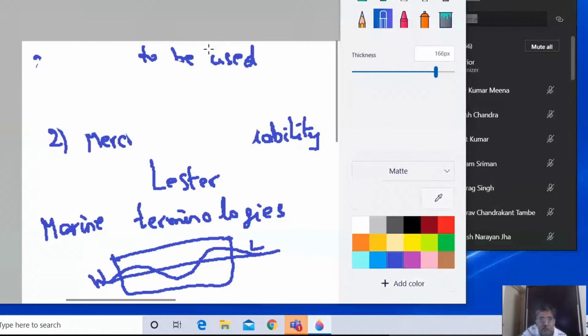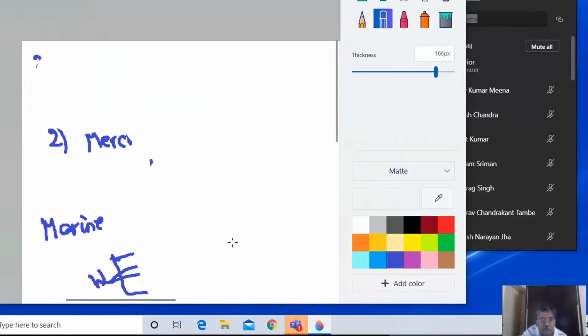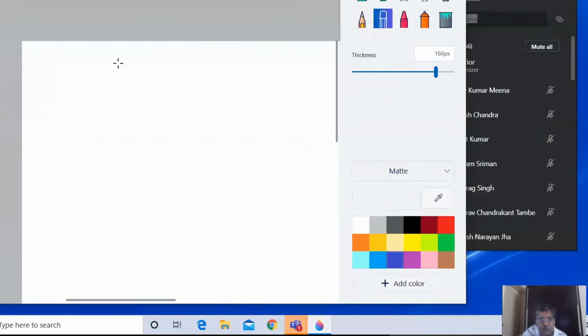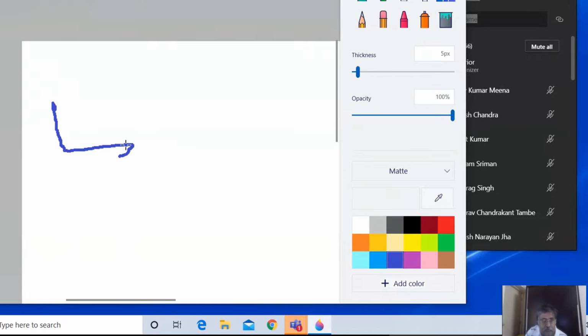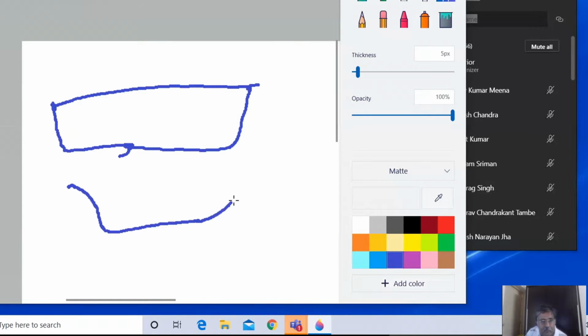This is what I said, a lot of problems. So we have a ship like this. Now remember, actually we'll draw the ship in a better form. This is how we draw it usually. Sorry, it didn't come properly.